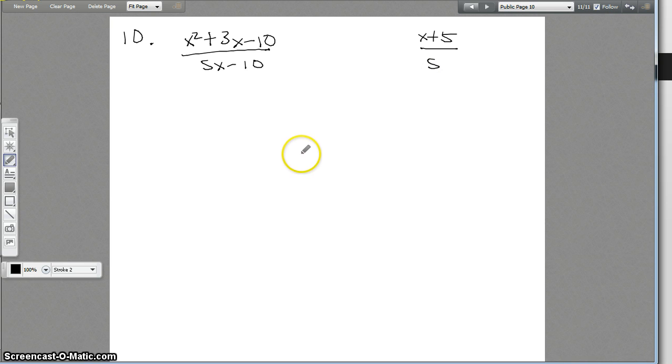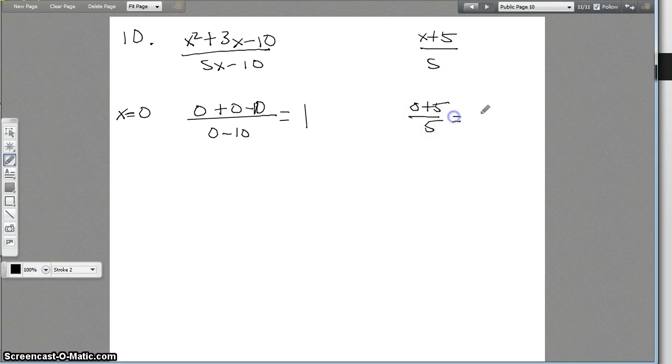And we're going to try several different values of x and see what happens. So if x equals 0, what do we get with this first expression? Well, we have 0 squared is 0, plus 3 times 0 is 0, minus 10, divided by 5 times 0, which is 0, and then minus 10. So we have negative 10 over negative 10, that's just a 1. When we plug in 0 to the expression on the right, we have 0 plus 5 divided by 5. That will give us 5 over 5, which is just 1.